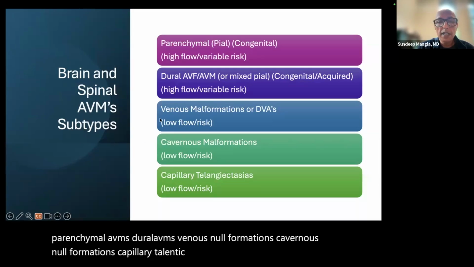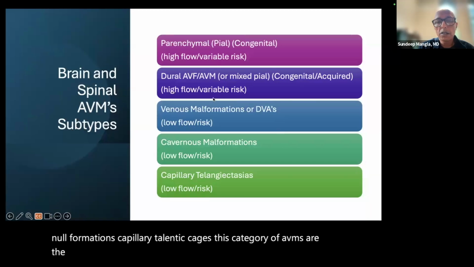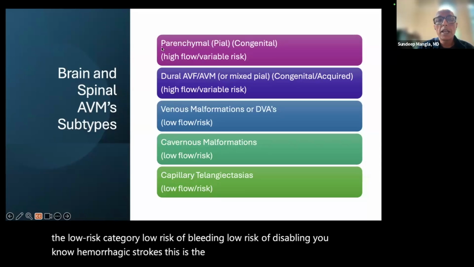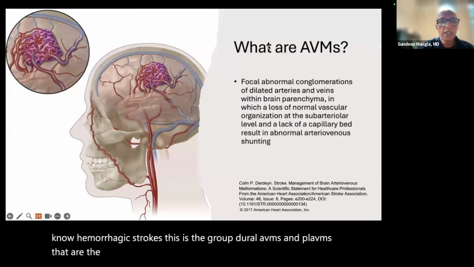This category of AVMs are the low risk category. Low risk of bleeding, low risk of disabling hemorrhagic strokes. This is the group, dural AVMs and pial AVMs, that are the highest risk for hemorrhagic stroke.